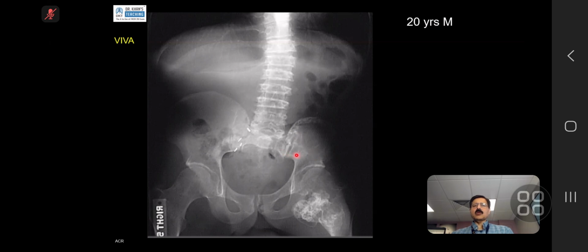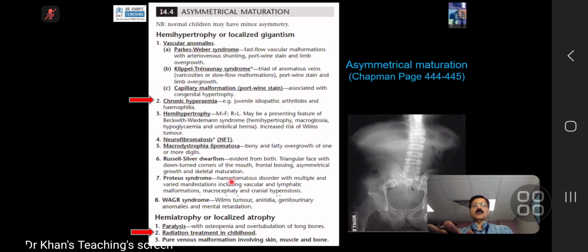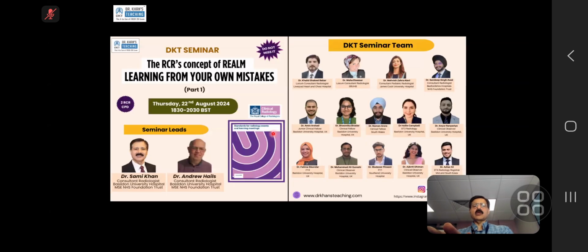Because of that, there is atrophy of this, and the adjacent side of the vertebra is disproportionately involved. So you can imagine that this was the radiation portal. This is a classical exam film, a story film, and you can only diagnose it if you remember this concept of hemiatrophy. Candidate 6, well done. You did very, very well. Well done. Thank you.